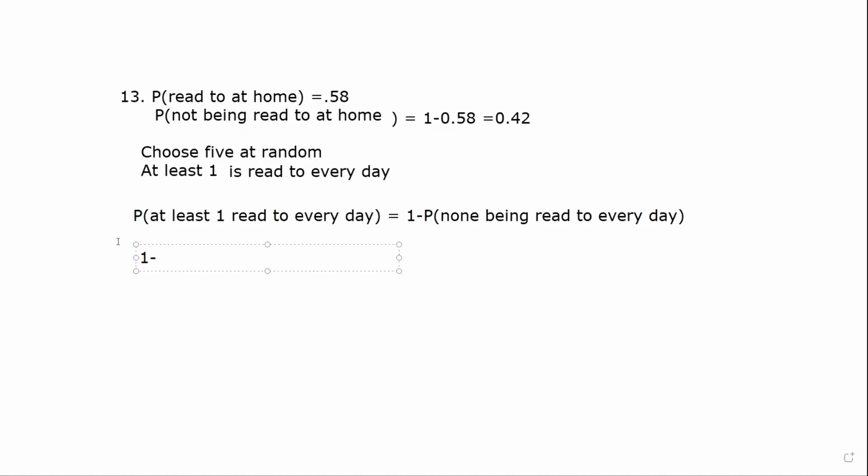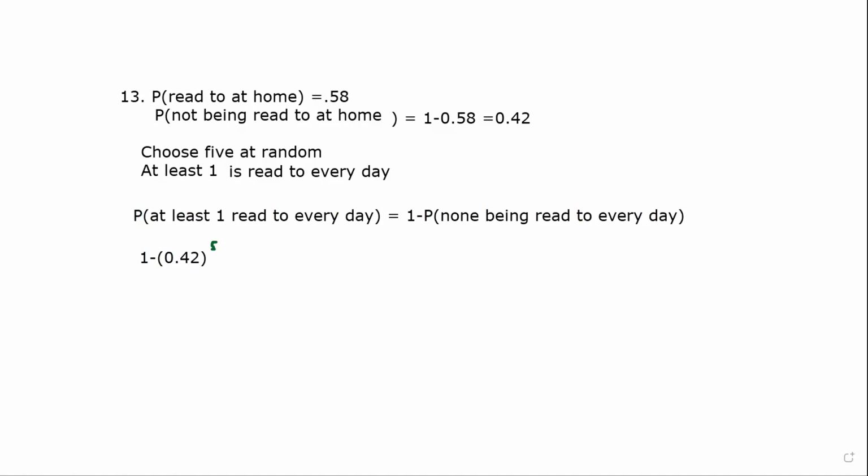Now, none of them means that all 5 of them are not being read to. And if they're not being read to, we know the complement was 42%, and there are 5 of those. So we're going to write and say that there's 5 of these. And when you put this in the calculator, it should calculate this portion first. So let's look at that and see what we've got.